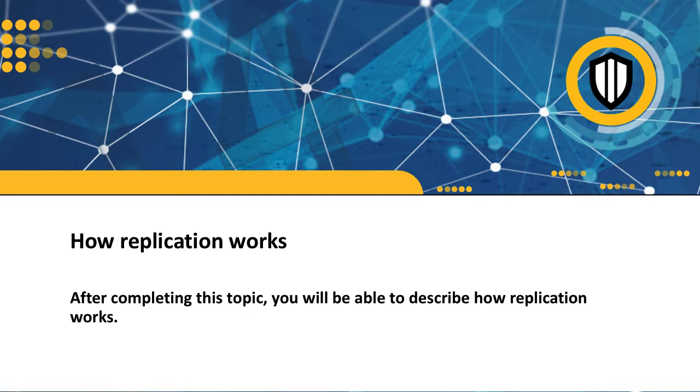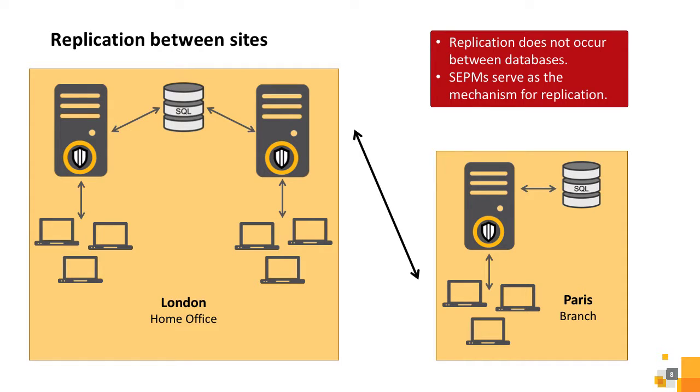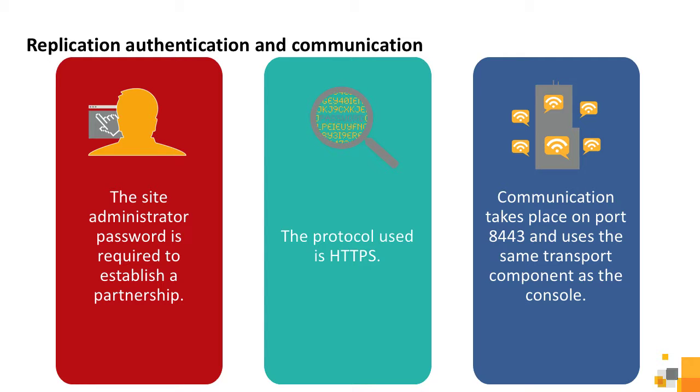This is the How Replication Works topic. After sites are created, the databases associated with those sites need to exchange data. When replication partnerships are established, the SEPMs exchange data so that the databases are effectively synchronized. You can schedule replication to occur at off-peak times when network bandwidth is readily available. After replication partnerships are established, the site administrator credentials are used until the SEPMs exchange digital certificates. After the certificates are in place, replication communication is validated using the certificates.